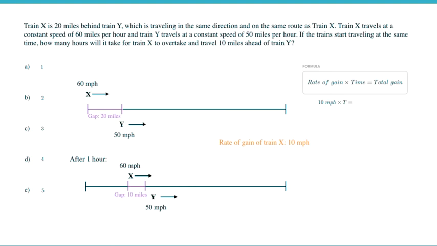Now, if X starts 20 miles behind train Y and ends up 10 miles ahead of train Y, X must have traveled an additional 30 miles. In other words, X's total gain on Y is 30 miles. Now, we can solve for t. Divide both sides by 10 and arrive at t equals 30 miles divided by 10 miles per hour. Simplify and arrive at t equals 3 hours. Therefore, the answer is C.